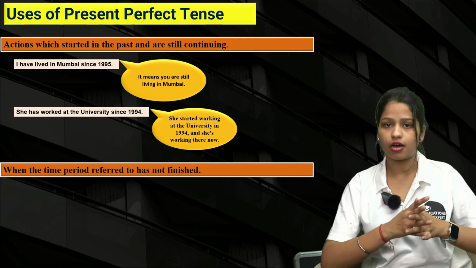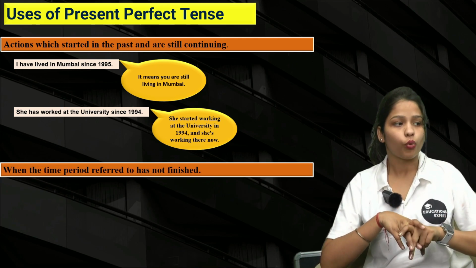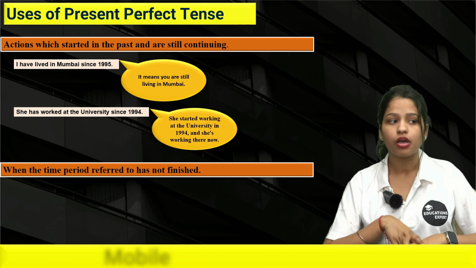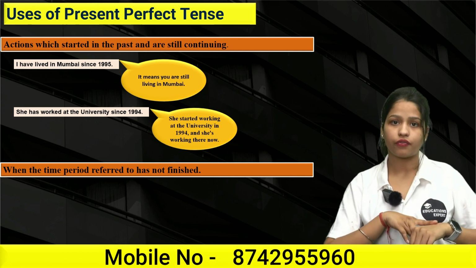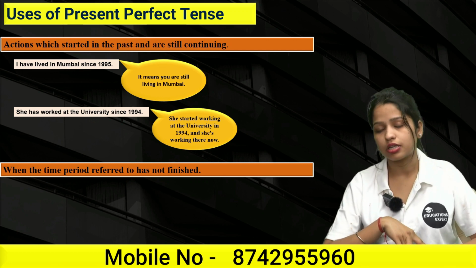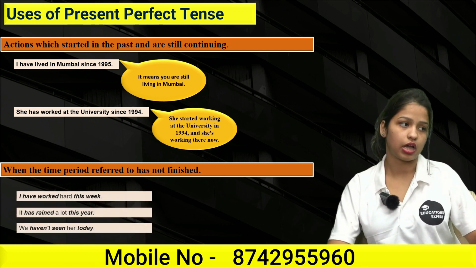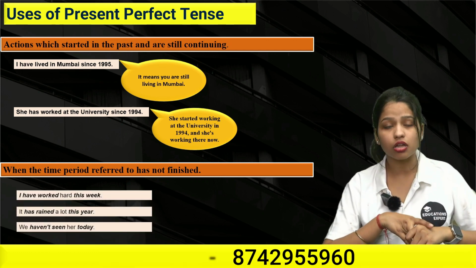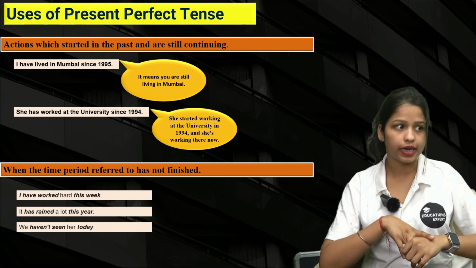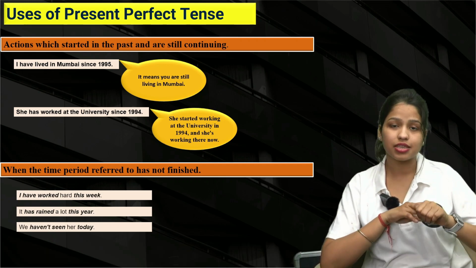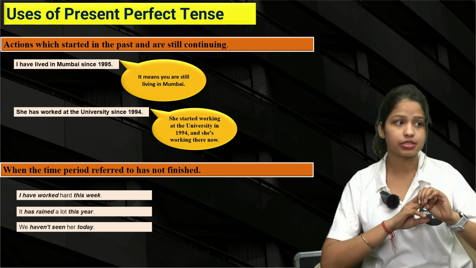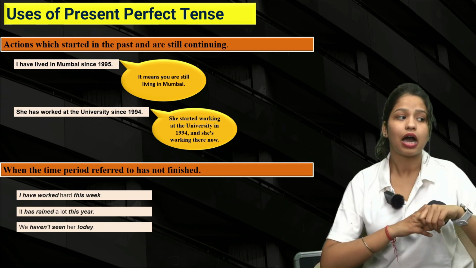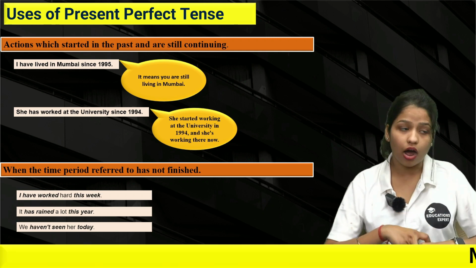Let's understand another use, which says when the time period referred to has not finished. Whatever time period we are referring to has not finished, at that time we use present perfect tense. How? I have worked hard this week. The time period we are referring to in this sentence is this week.